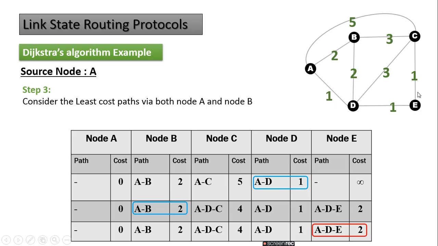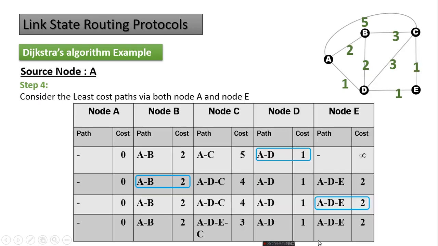So the cost will become 3. Now what we have here is ADC4. Now what we are getting here is ADEC3, which is a better path. So we can update ADC4 with ADEC3. This one we have already taken, so no change. This is the one that we are taking. So in this case we get ADEC3.